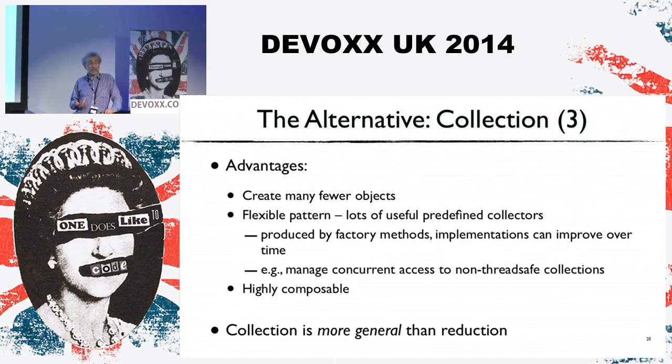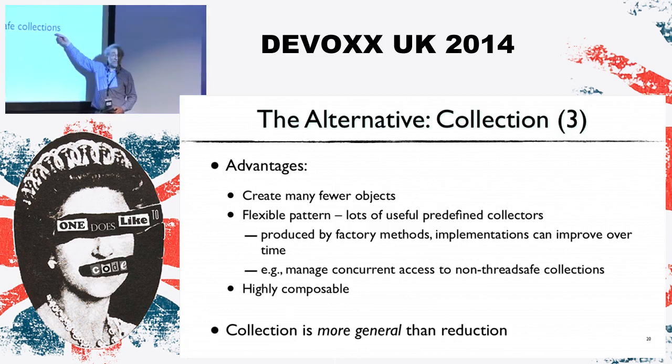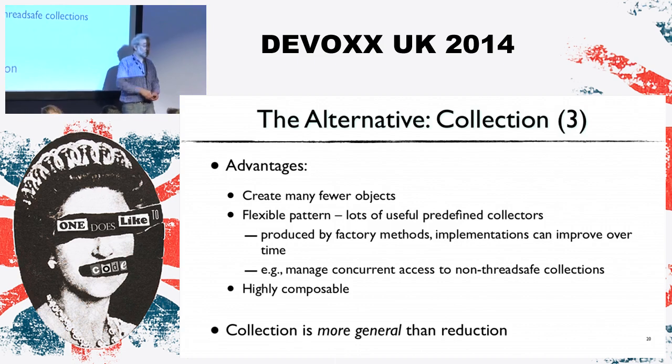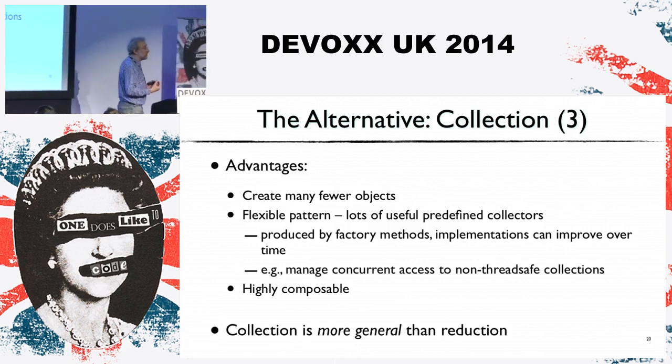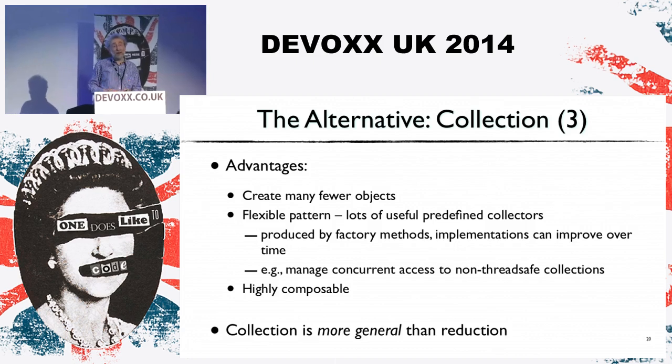So the collectors API is quite agnostic about the implementations, and already they do really useful things like, for example, managing concurrent access to non-thread-safe collections. So you can do parallel accumulation to an ArrayList, even though an ArrayList isn't thread safe, and they will manage the thread interference for you. So there's a big plus here.